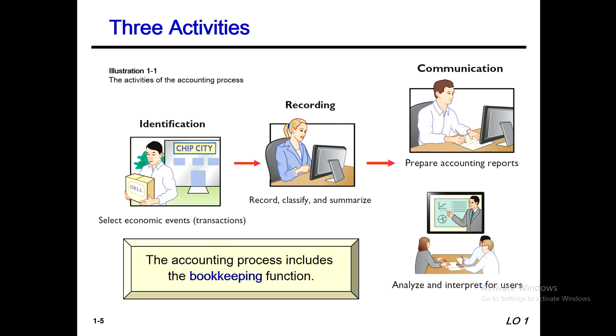Here are the three activities again. The three activities of the accounting process: identification, recording, and communication. Identification: the selected economic events or transactions need to be identified. Number two, recording. The recording is to record, classify, and summarize. These three items are related to the recording part, and then we communicate this information to the interested users.